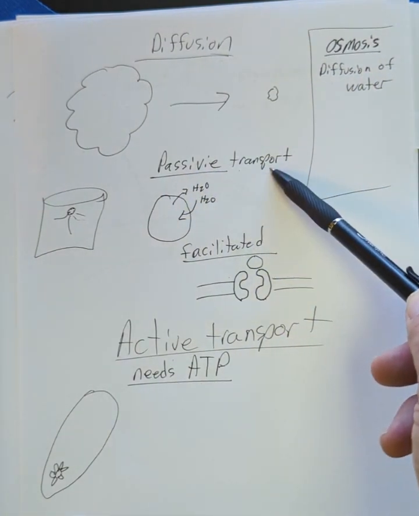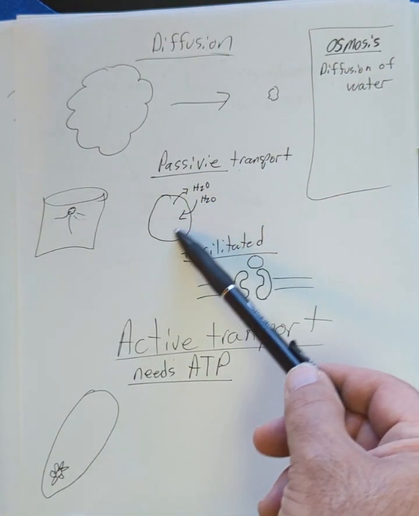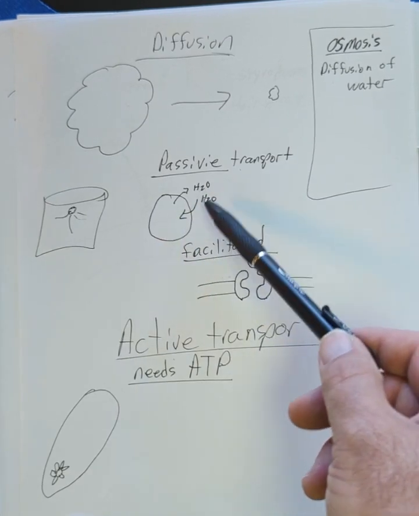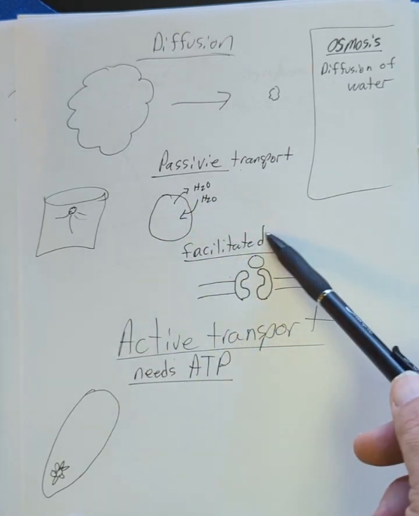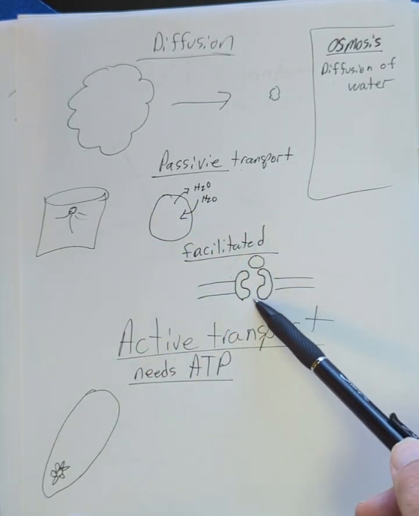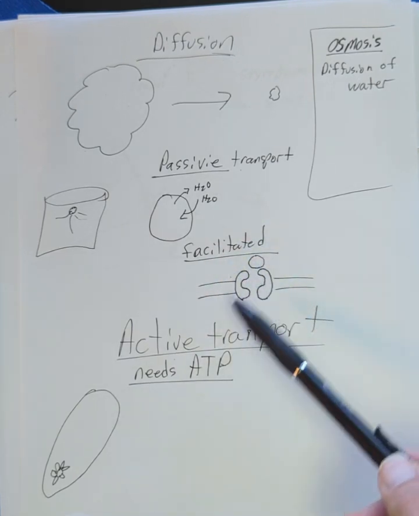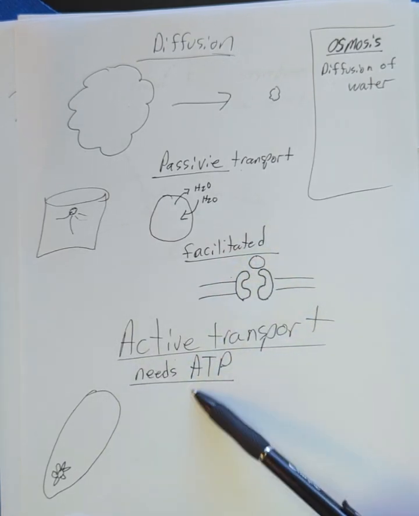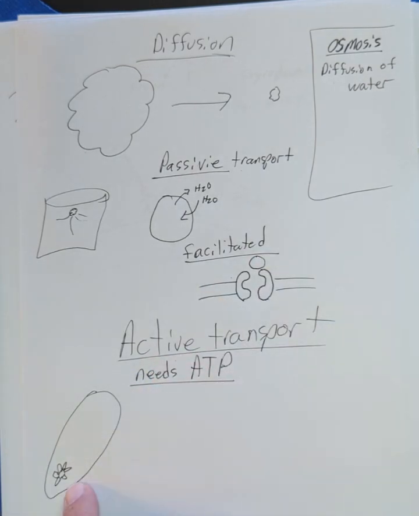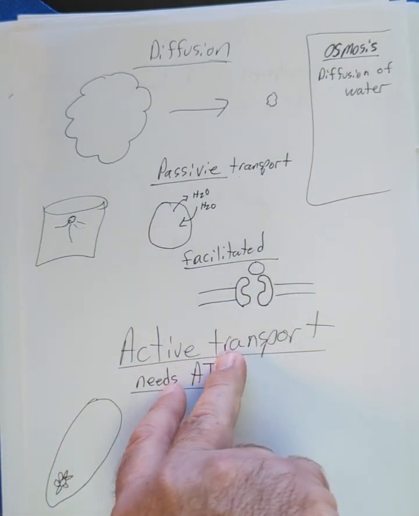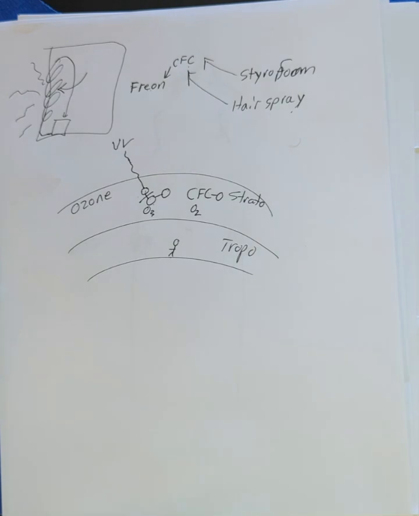Passive transport just means that stuff can diffuse through the membrane, in and out, like water going through the membrane. Facilitated diffusion, there are proteins that help things move through the membrane, but there's no ATP needed. Active transport needs ATP. Okay, contractile vacuoles need ATP, so that would be active transport.